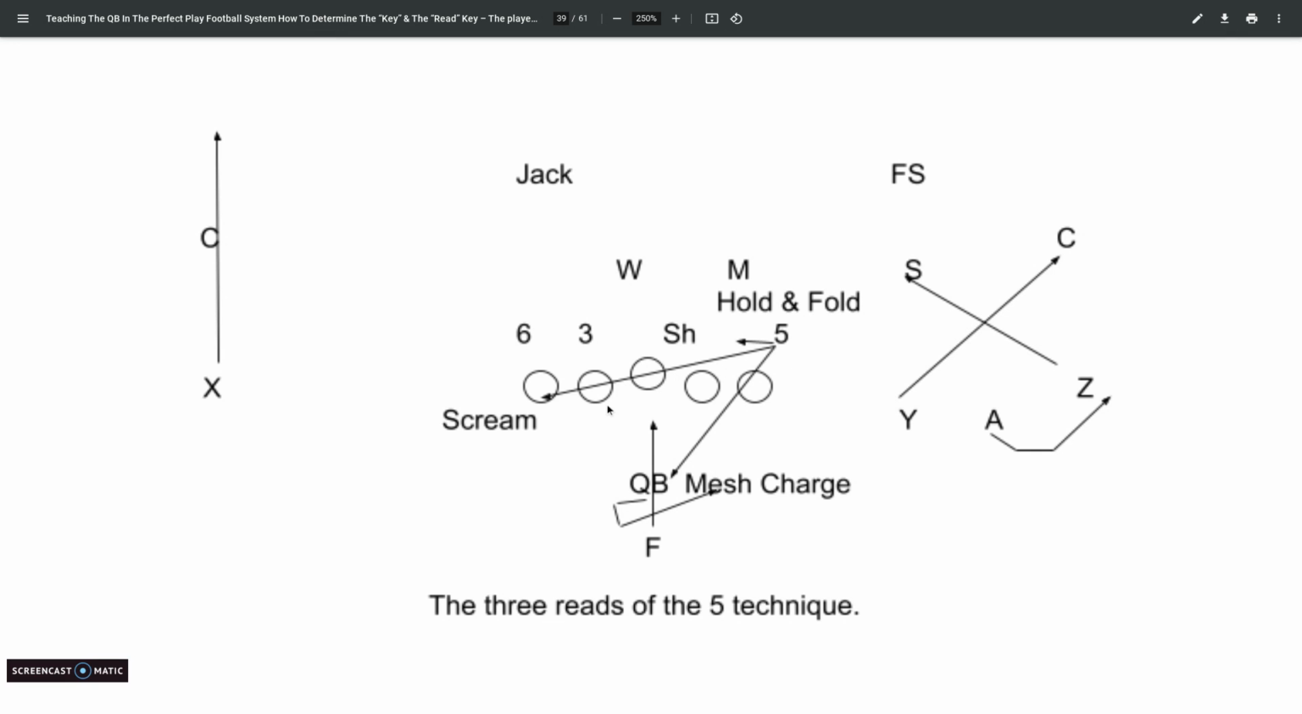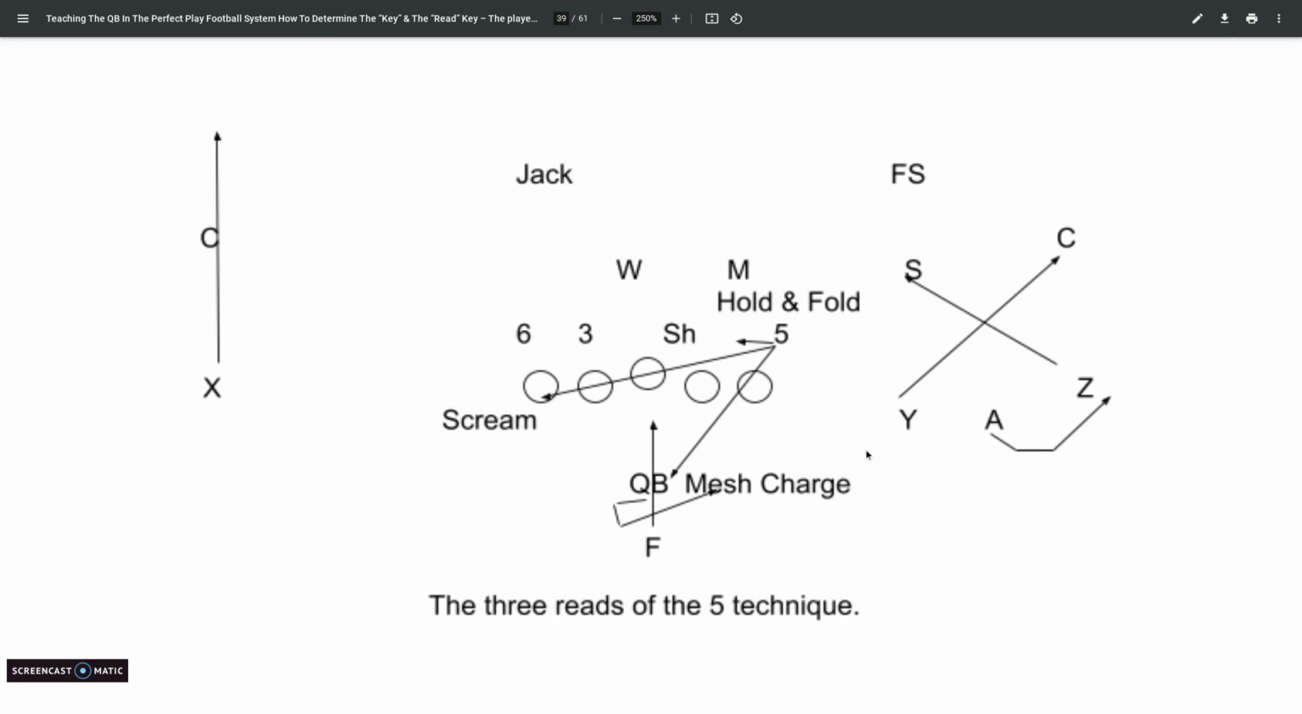If you get a scream, that's definitely a pull. If you get a mesh charge, I used to say it was definitely a handoff. Now I coach it up based on my quarterback. And if you get a hold and fold, once again, you're okay handing off. But if you have an athletic quarterback that can pull and get on the edge, then you may have more success that way as well, depending on the personality of your offense and the personality of your quarterback.